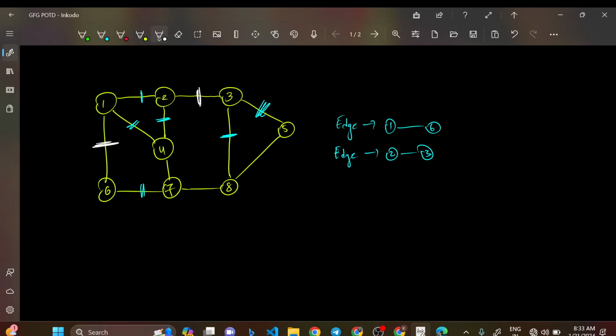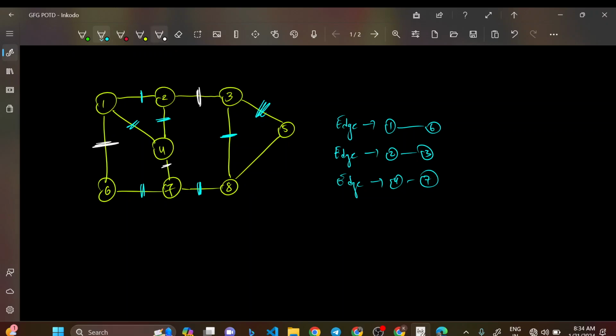Okay, now consider another edge. Let us assume I'm considering this 4 7. If I'm considering that 4 7 edge, what are all the edges I need not worry about? I need not worry about this particular 7 8, because I've already connected with 7, so I need not worry about it. So I'll blue it out.